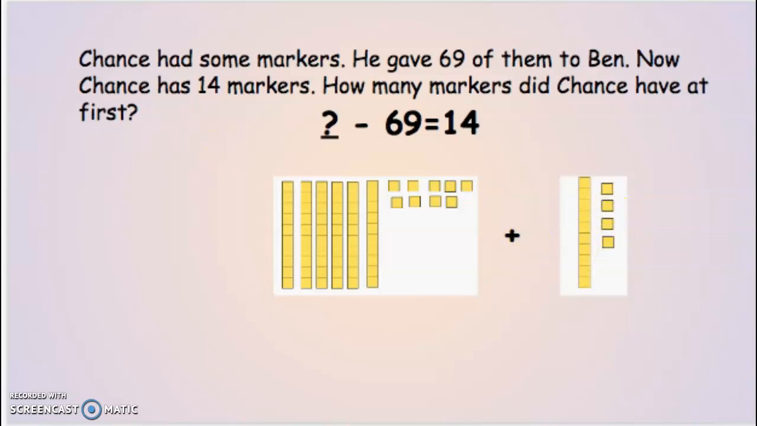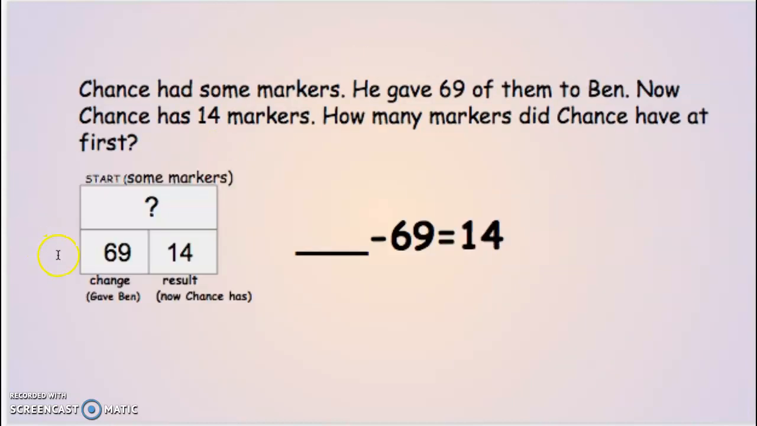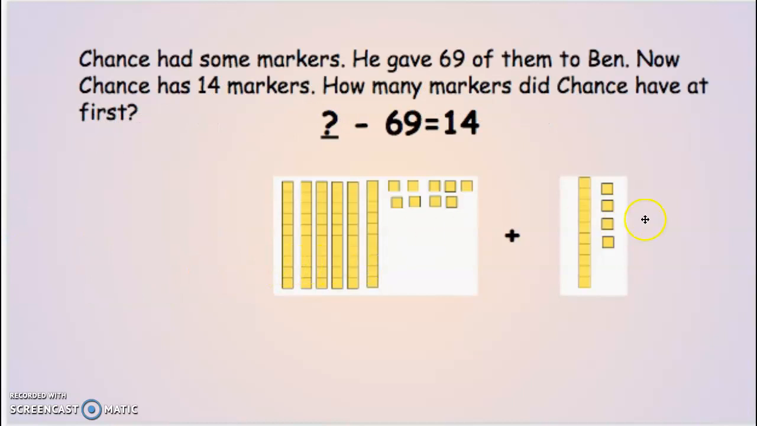The reason I'm adding 14 is if we go back and look at our part whole right here, I know that 69 and 14, those are the two parts that make up the whole. I know this is a subtraction problem, but when I'm trying to figure out what the start is, and I know the start is bigger than 69 and 14, I need to add these two numbers together. So that is why I am adding these, even though it is a subtraction problem. I have to figure out how much I started with, which is a bigger number. So I'm going to add 69 and 14.